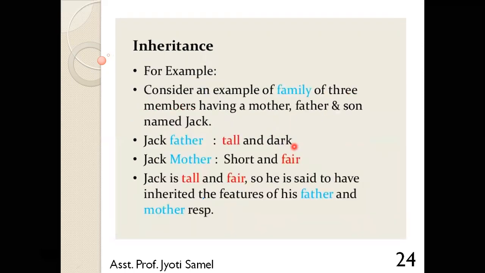Why? That we will say soon. For example, consider a family of three members: a mother, a father, and a son named Jack. Jack's father is tall and dark. Jack's mother is short and fair. Jack might be tall with fair skin. So we can say that Jack is carrying the properties of his father as well as his mother. But I am not saying that Jack is exactly a duplicate of his father or mother. Definitely, Jack has his own characteristics too.